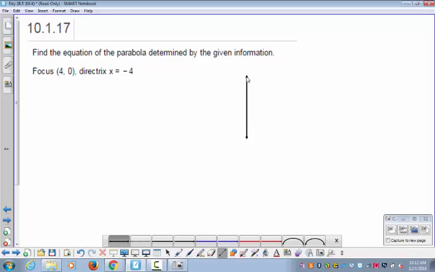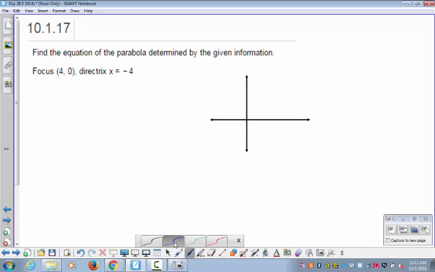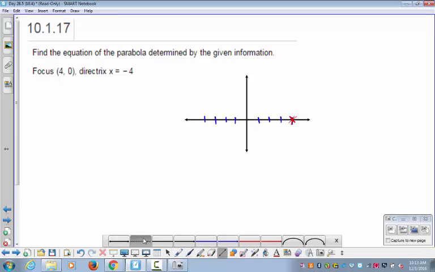So let's start with focus at 4, 0. There's our focus, 4, 0. And they tell us that the directrix is at x equals negative 4, so that tells us a lot right there. And maybe you don't have to draw it, but it's always helpful. You're less likely to draw your parabola or your conic in the wrong direction. So that's what we have so far.